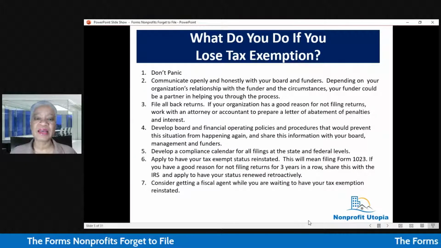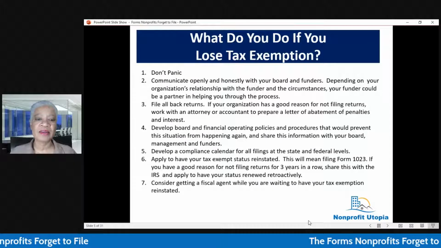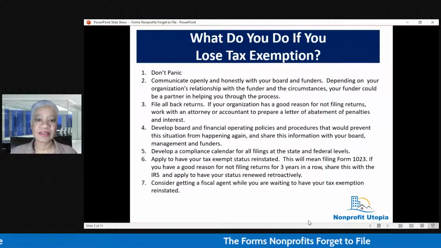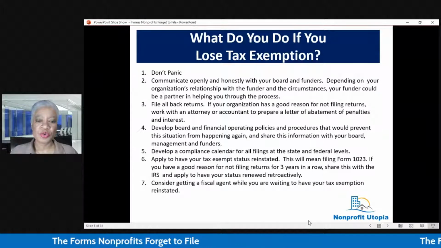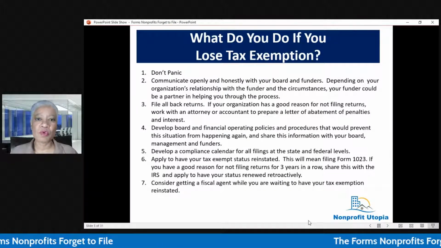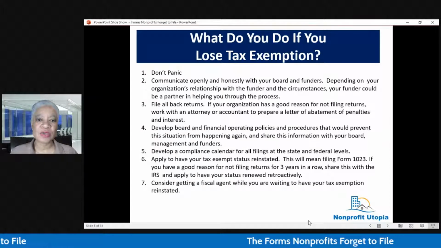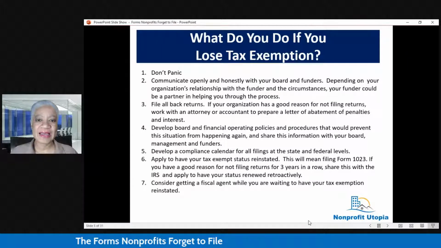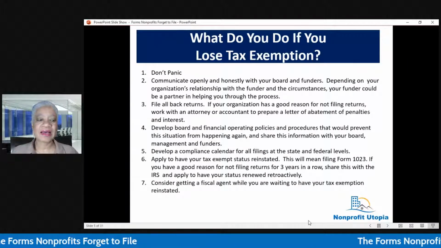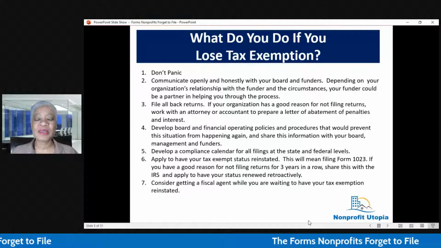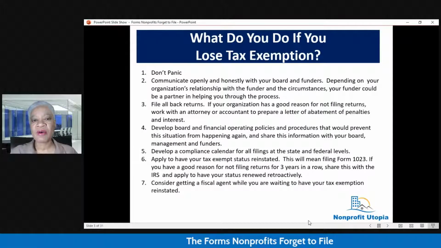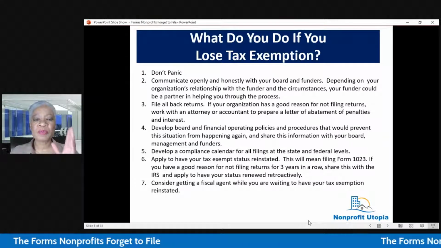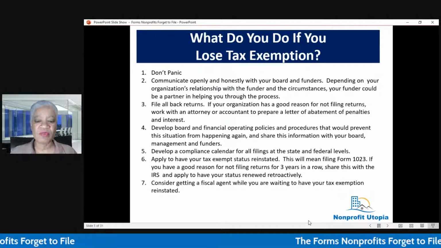Even if you don't lose tax exempt status, if you're being threatened with losing it, you still have to go back and file all of your returns. You need to develop board and financial policies to make sure that this doesn't happen again. You should also develop a compliance calendar, that is, a calendar of all the forms that you need to file on the state level, on a local level, on a federal level: what forms, who's responsible, and when each needs to be filed.